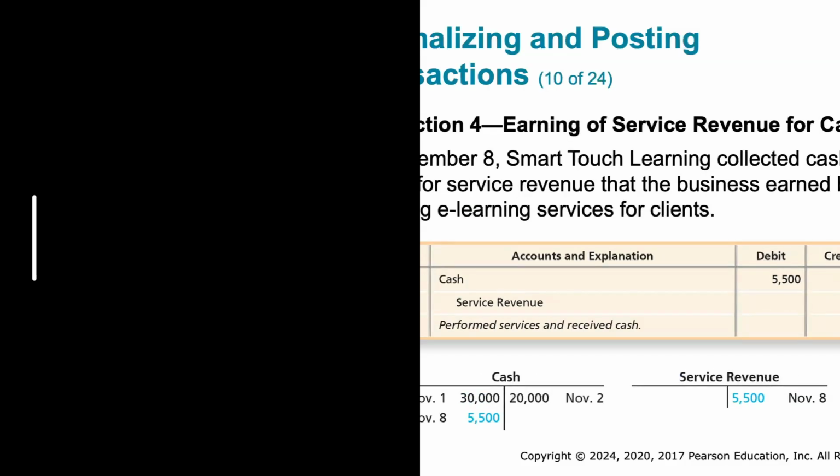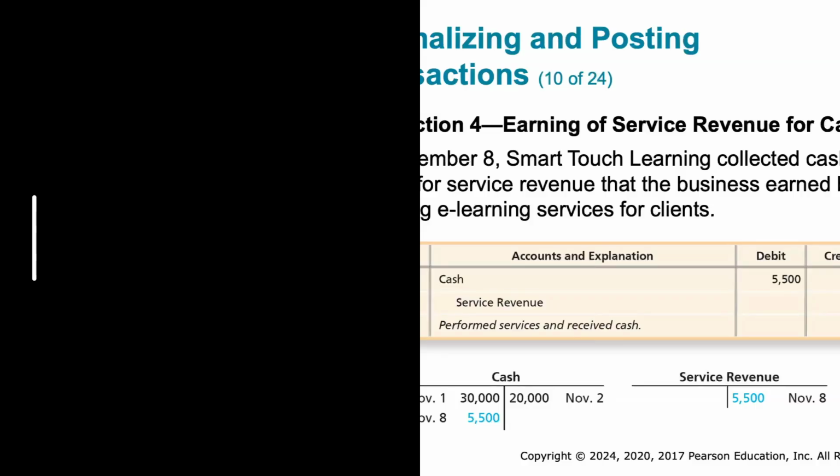Transaction four, on November 8th, Smart Touch Learning collected cash of $5,500 for service revenue that the business earned by providing e-learning services for a client. So here we provided a service and we collected cash. So there's no accounts receivable, it's cash. So what happened? November 8th, cash goes up. That is a debit, right? We received $5,500 in cash. And then service revenue goes up by credit. Revenue went up and cash went up. And our explanation is perform services and receive cash. Service revenue went up, that was a credit. Cash is an asset. It goes up by debit.